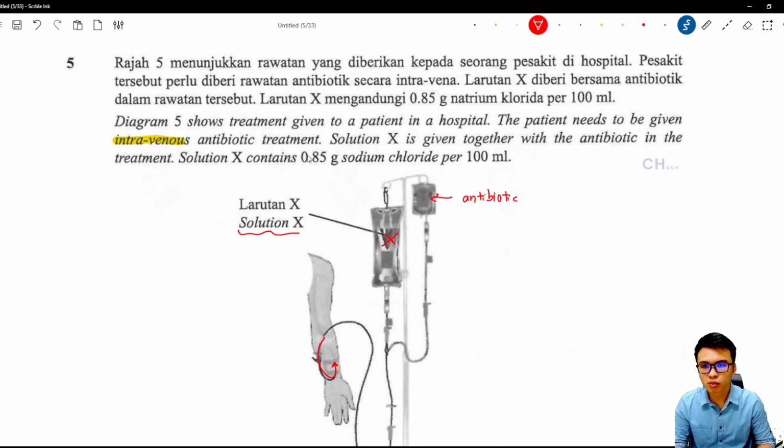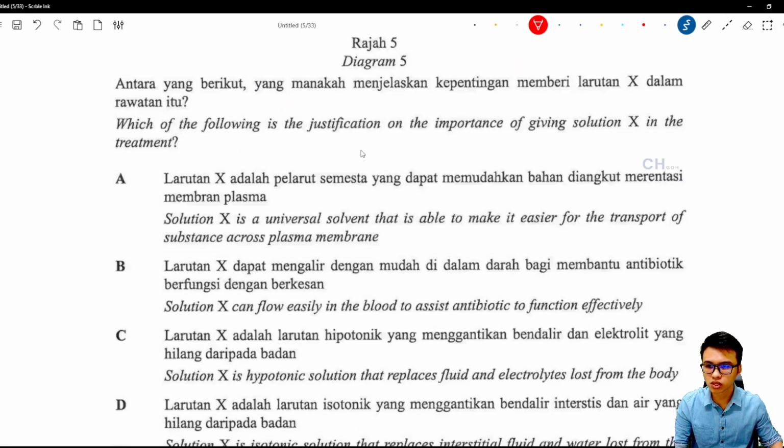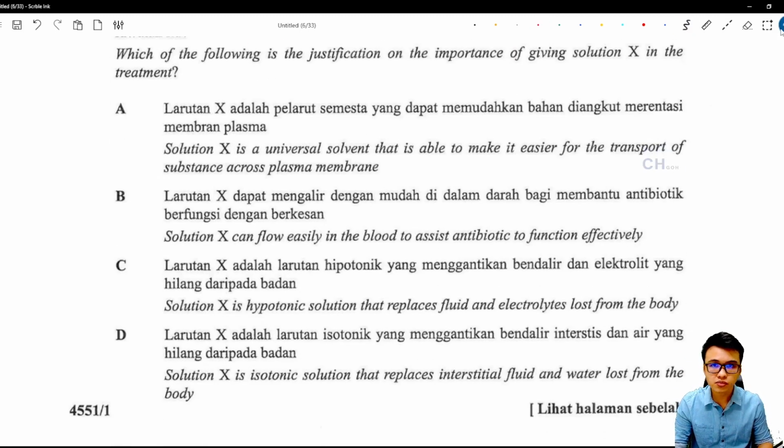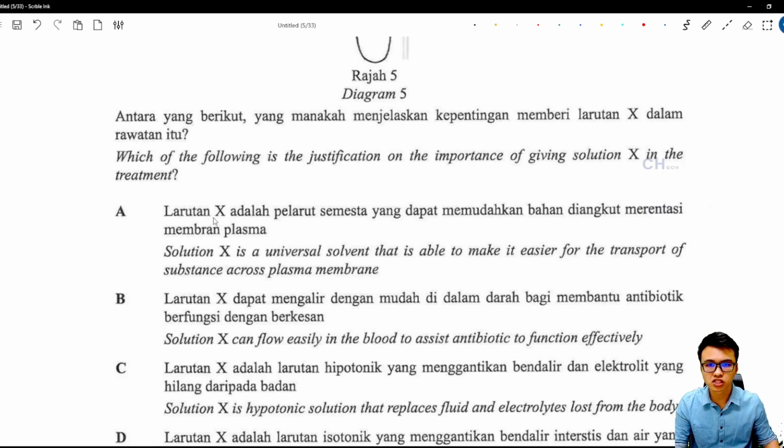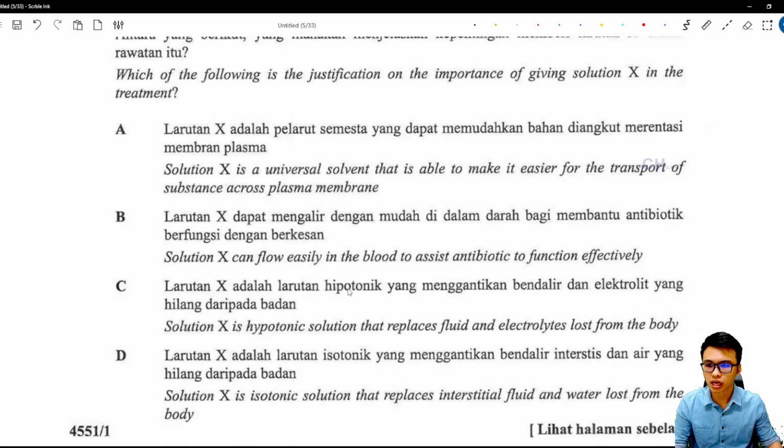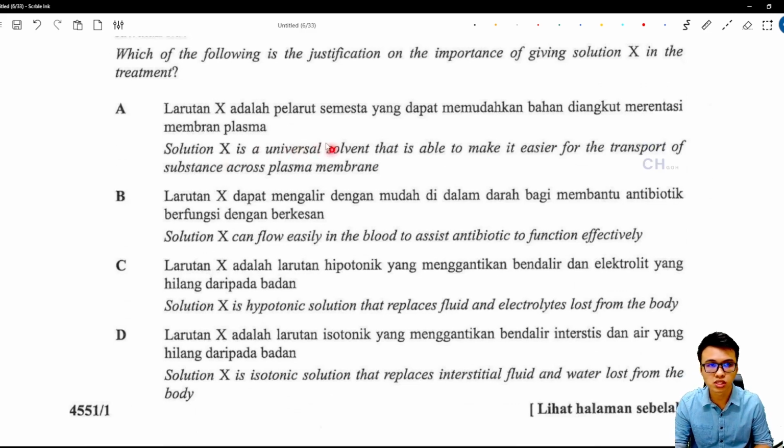So guys, no need to memorize this number. You just need to know whenever we want to do the intravenous thing, the solution X must be isotonic to our body, because we don't want to cause the dehydrations of the patients. So the solution must be isotonic. Then we need to find out, okay, which of the following is the justifications on the importance of giving solution X in the treatment? A, solution X is universal solvent.